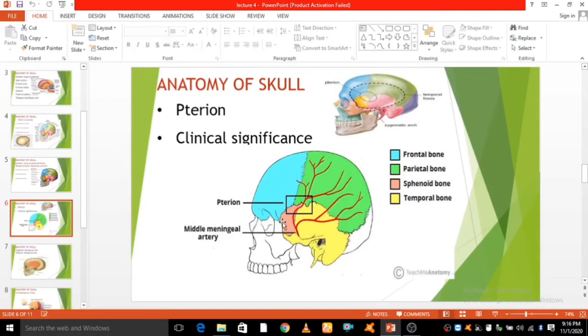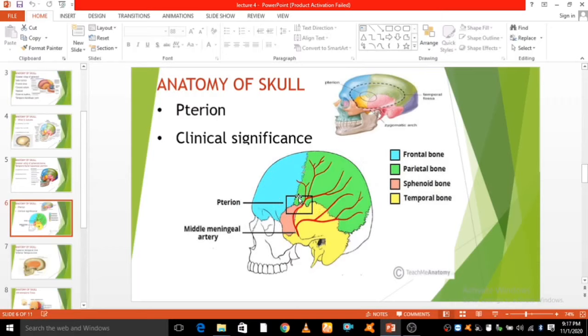This is an H-shaped formation of the sutures on the side of the calvarium, representing the junction of four skull bones: the greater wing of the sphenoid bone, the squamous portion of the temporal bone, the frontal bone, and the parietal bone.